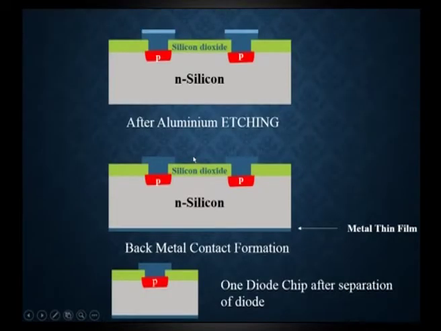So, these are the different steps, the process involved for a PN junction formation. In the PN junction formation, as we already discussed, the very first thing we do is N-type formation.